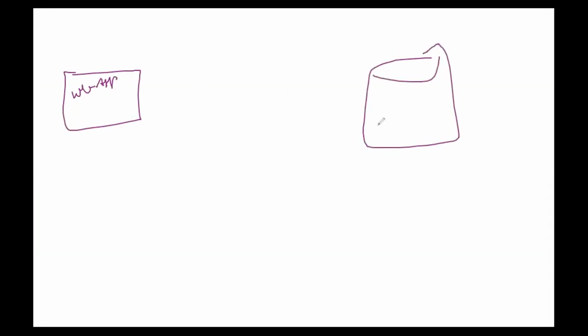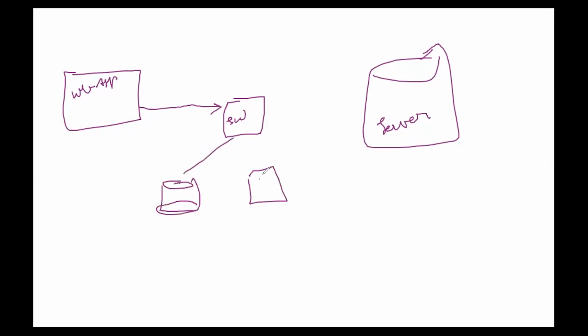Now, this is your web app, and somewhere here is your server. The service worker is a component that is sitting right between the web app and the server. What this does is that it could read a request, and depending upon that request, it can take a call, whether to call the IndexedDB, whether to call the cache, or whether to send that request directly to the server.